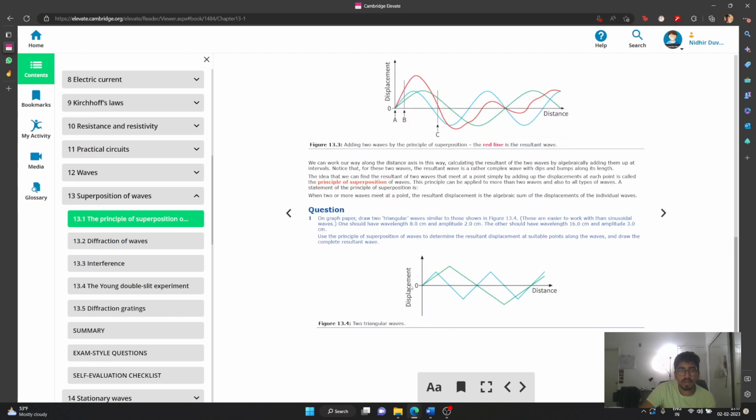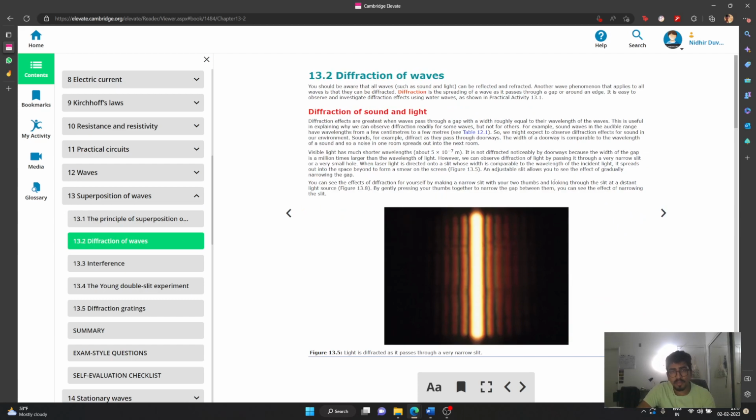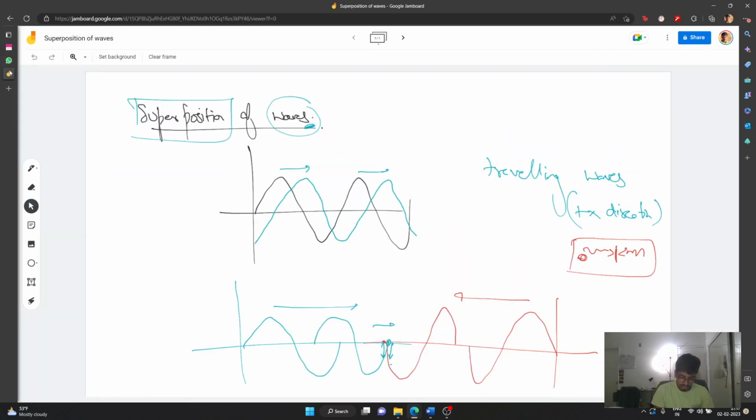So you should definitely try this on your own. Try to follow two waves and see what is the red line that you'll get here. Try to pause the video and try to do this. Okay, so this is one concept that we understand, superposition, right?